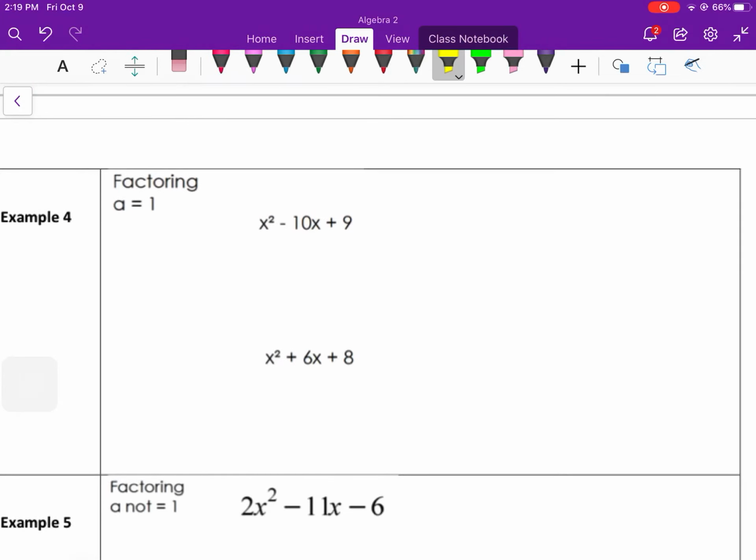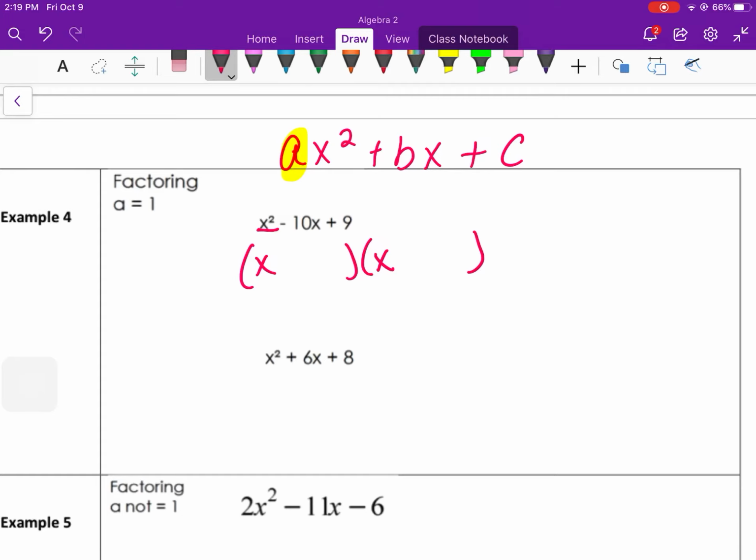So those were when a was equal to 1. That means your coefficient, so I'm talking ax squared plus bx plus c. A equals 1 means that it's a 1x squared out front. Those ones are easier because you know that the only way to make x squared is x times x. Multiplies to be positive, so it has to be 2 negatives. Multiplies to 9 but adds up to negative 10. It's going to be negative 1 times negative 9. So it's x minus 1, x minus 9.